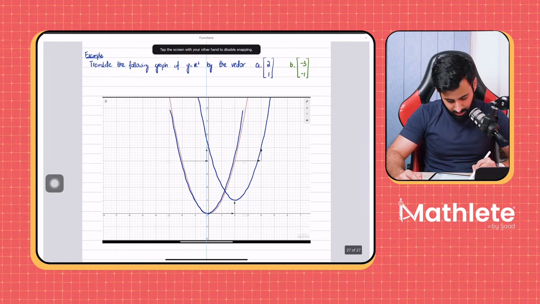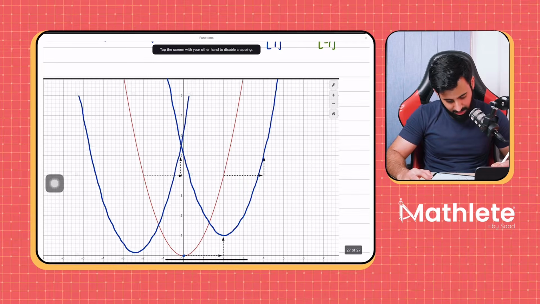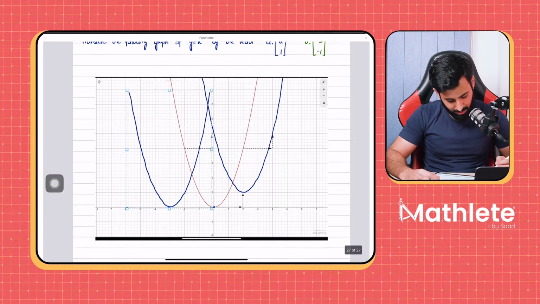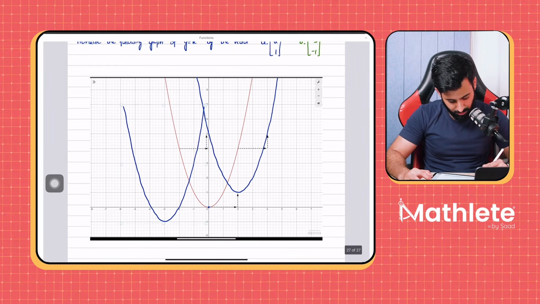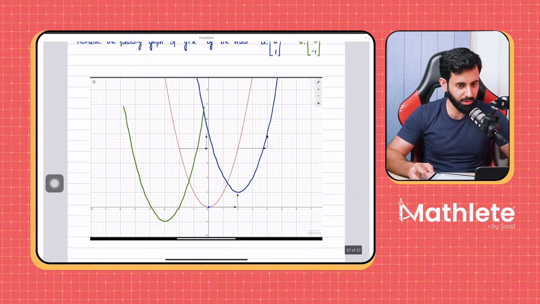So here's the original curve. Minus 3 means it's going to move 3 units to the left, and negative 1 means it's going to move 1 unit down. And let me change the color to green. And you can see that every point moves 3 units to the left and 1 unit down.